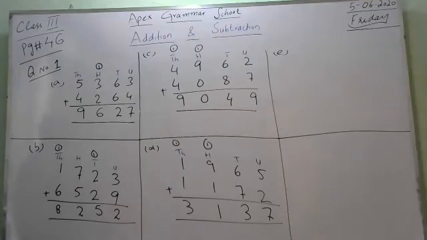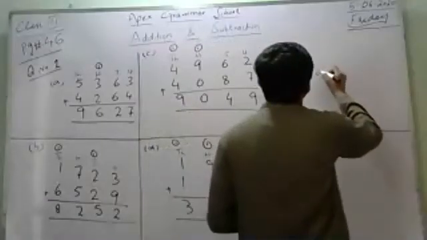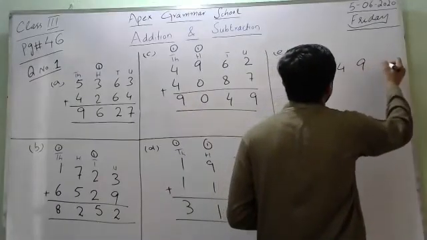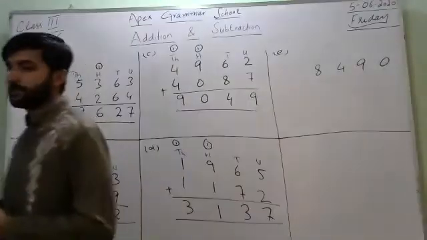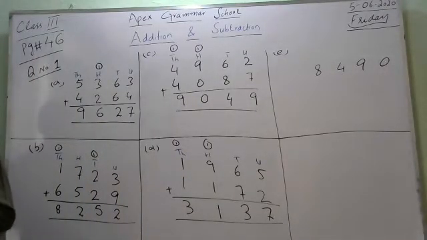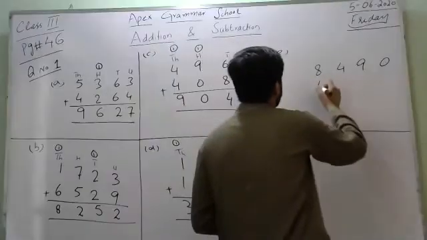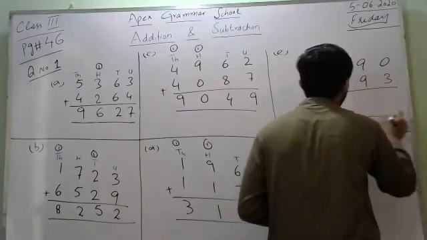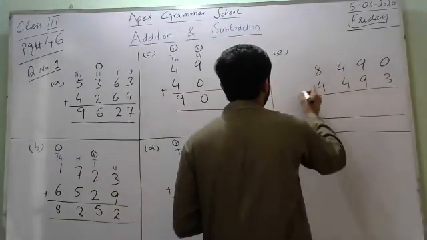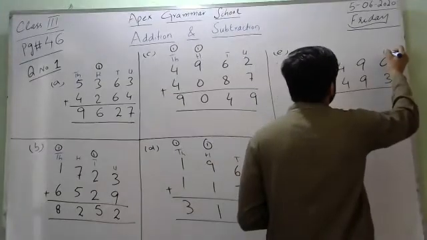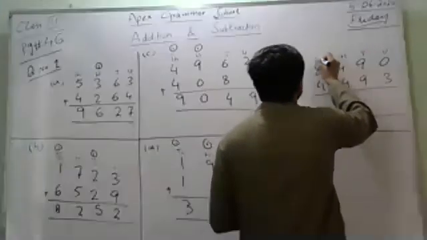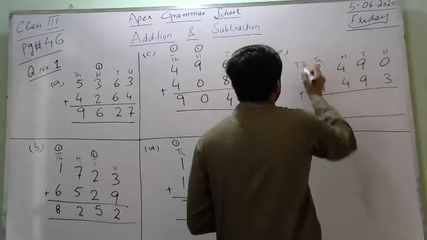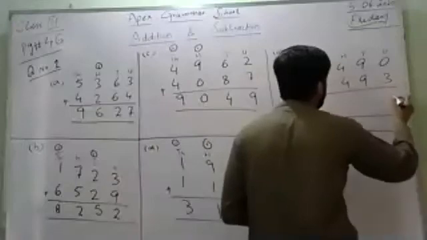E part. 8, 4, 9, 0. 4, 4, 9, 3. Zero plus 3, this is 3.